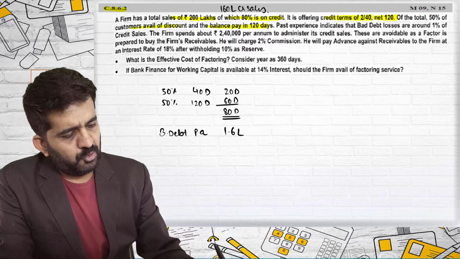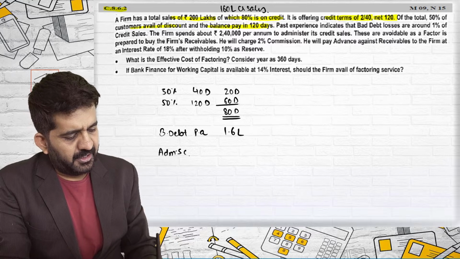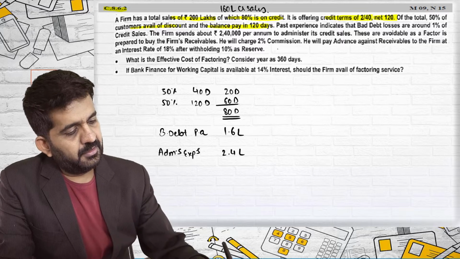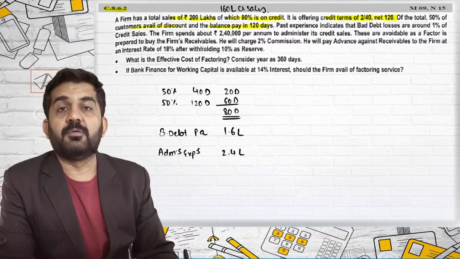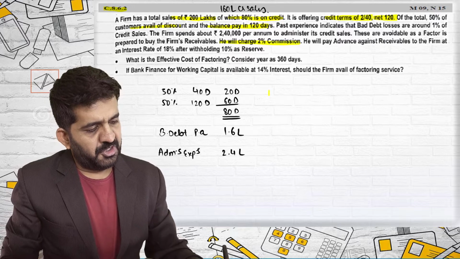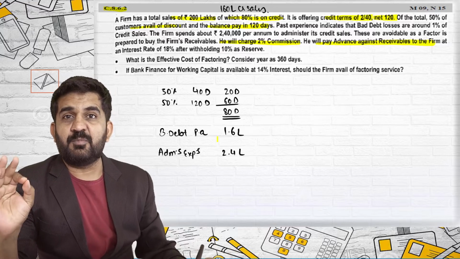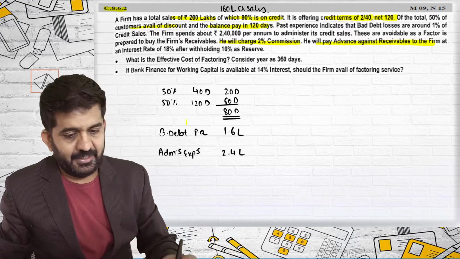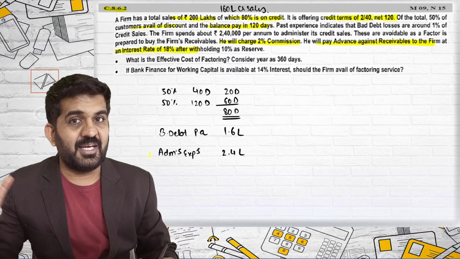The firm spends about 2,40,000 per annum as administration. So administration expenses is 2.4 lakhs per annum. These are avoidable as the factor is prepared to buy the firm's receivable. Now see the contract. He will charge a 2% commission. He will pay advance against receivable. So even if my credit period is on average 80 days, he will pay me immediately at an interest rate of 18%. So he is not giving me free like in previous question.